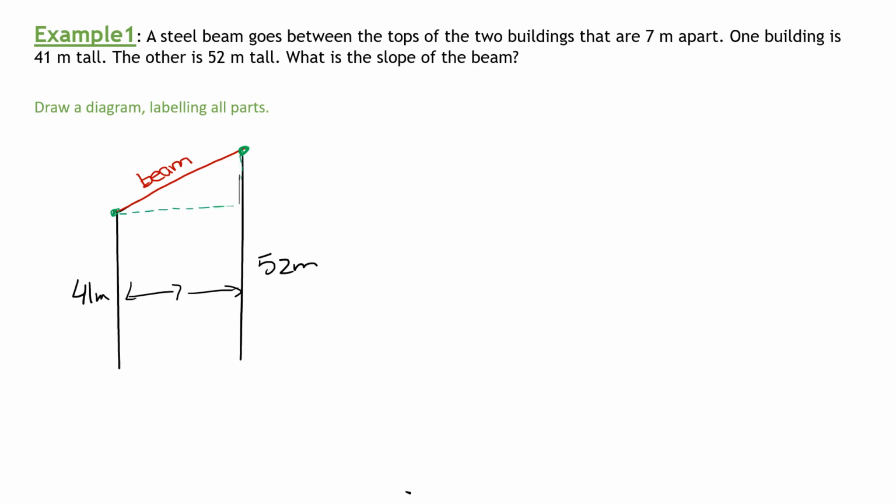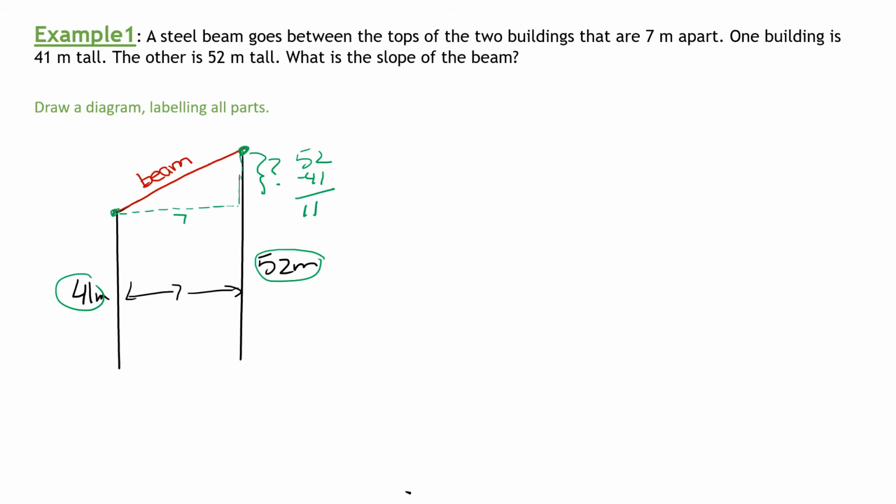rise and run. So when I label the bottom, that's a 7. Now what's this distance right here going to be? How high is that? Well, I know that tall building's 52 meters and the shorter one is 41, so it must be 52 minus 41 meters tall. So that's an 11.